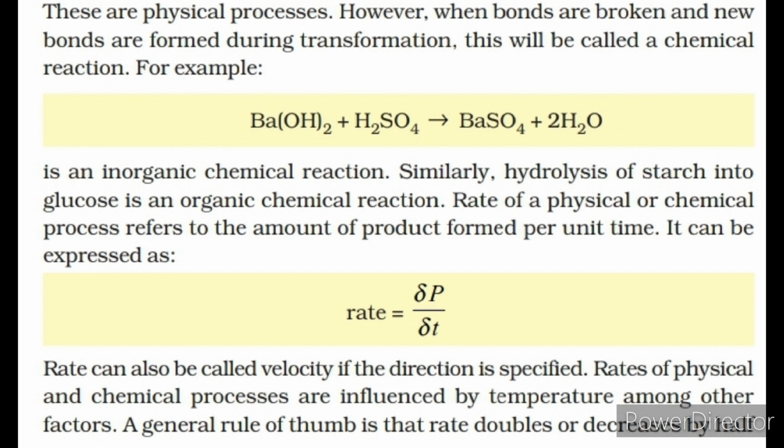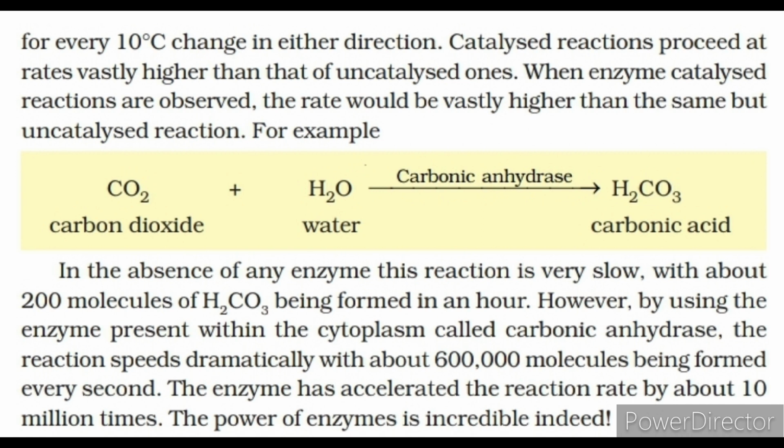Rates of physical and chemical processes are influenced by temperature among other factors. A general rule of thumb is that rate doubles or decreases by half for every 10 degrees Celsius change in either direction. Catalyzed reactions proceed at rates vastly higher than that of uncatalyzed ones. When enzyme-catalyzed reactions are observed, the rate would be vastly higher than the same but uncatalyzed reaction. For example, carbon dioxide plus water in the presence of carbonic anhydrase becomes carbonic acid.